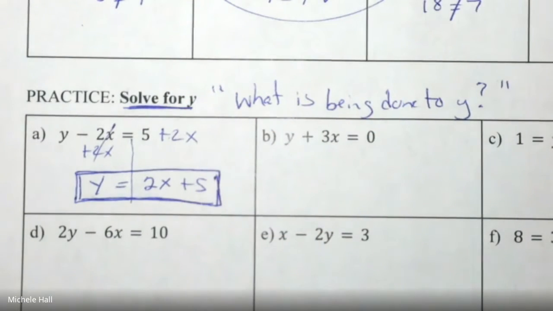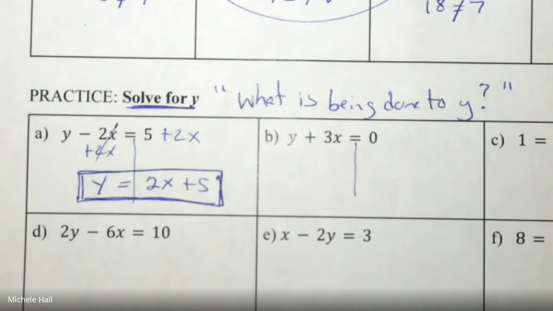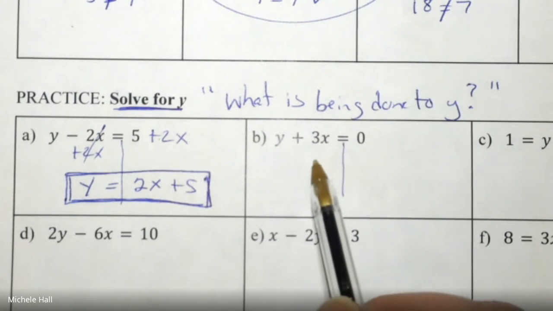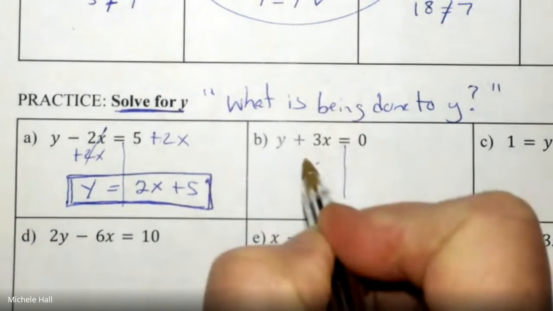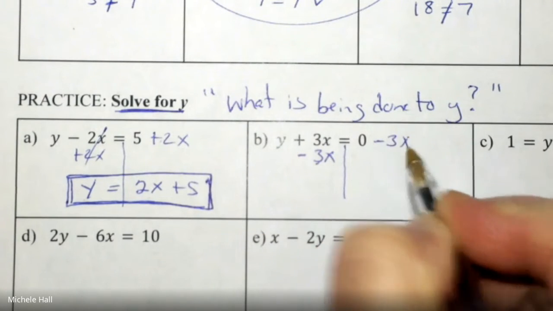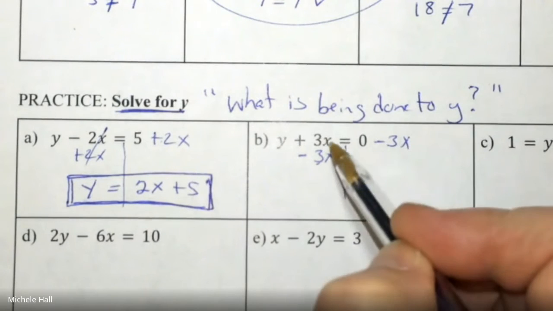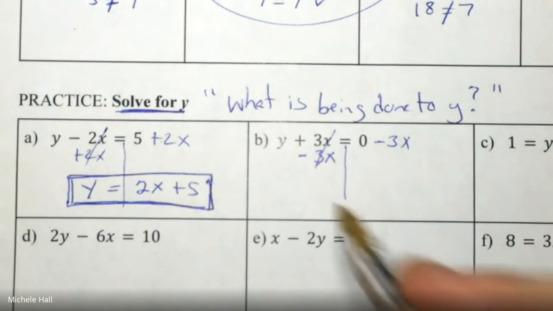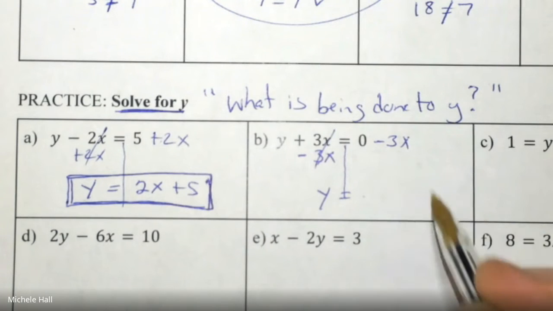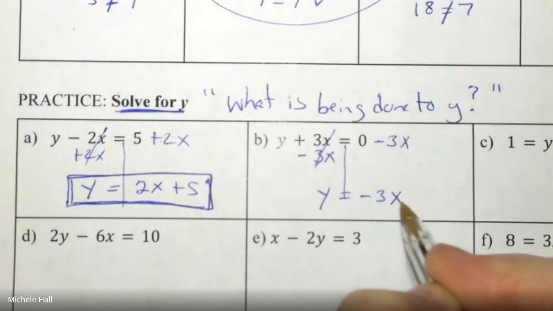What's being done to y this time? It's being added 3x. What is the opposite of adding 3x? So I'm going to put it on the opposite side, and so I'm going to subtract 3x. There's our 0 pair, 3x and negative 3x. And we get y equals 0 minus 3x is just a negative 3x.